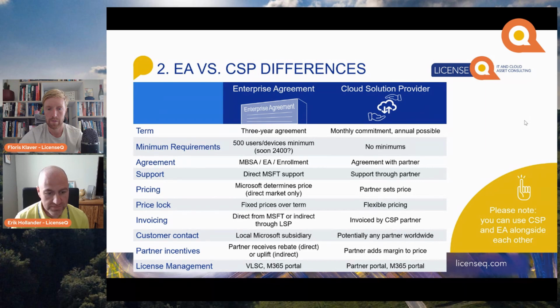When it comes to license management, VLSC is the main portal where you can actively track and trace your licenses. That portal has been up for more than 20 years already. And within the CSP model, you are up to your partner. So it can be that they are using the Microsoft partner portal. It could also be that they are using their own portal. And a lot of partners are using that, again, to commit you as a client to their own platform.